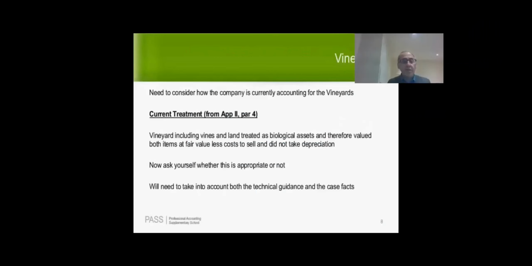We're now going to take up the issue of the accounting for the vineyards. We're going to deal both with the land as well as with the vines. So let's take a look, guys.